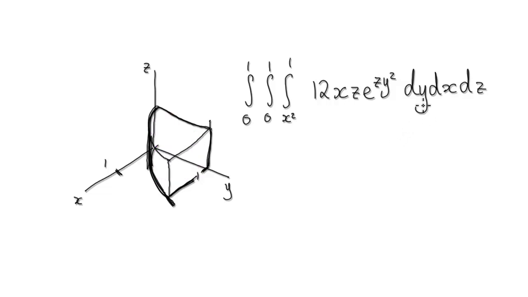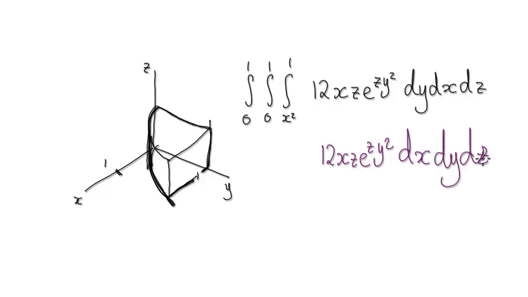But we want to change this. We don't want to work in terms of dy first, so we want to work in terms of dx first. It would be something of this form: x, z, e to the z y squared. We haven't decided on this yet, so let's just leave it as dz dy. Later on we can switch these two around if we need to. So, triple integral.